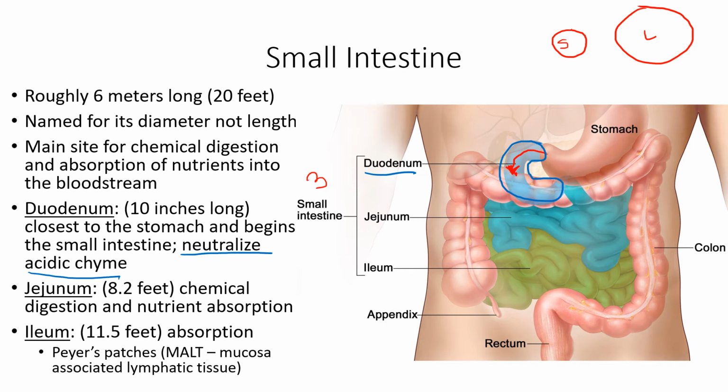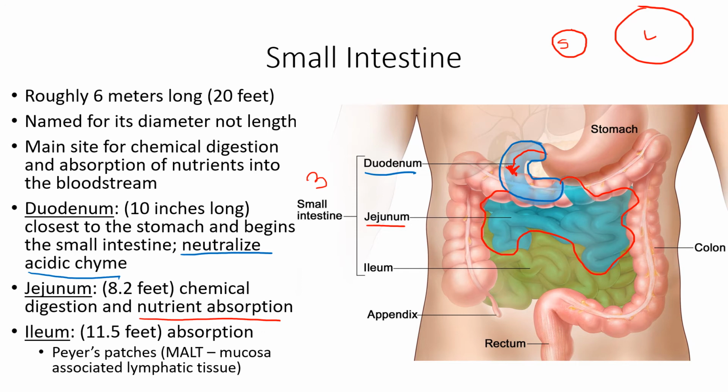The next section is going to be the jejunum. The jejunum is going to be this more teal portion moving around and about up here just after the duodenum. The jejunum is going to be 8.2 feet long. This is going to be where we have chemical digestion and nutrient absorption occurring.